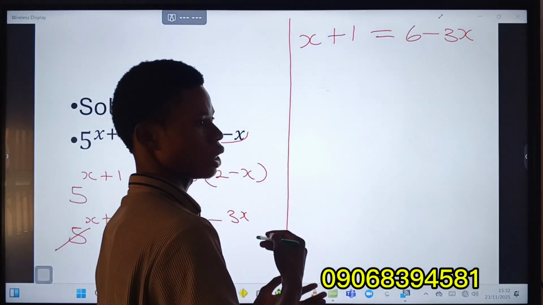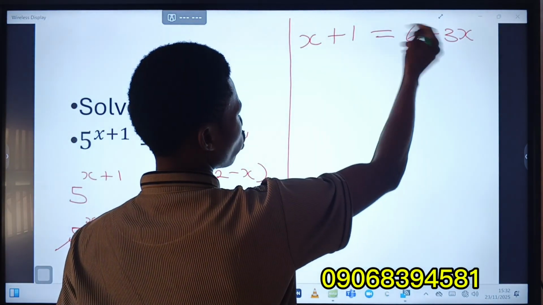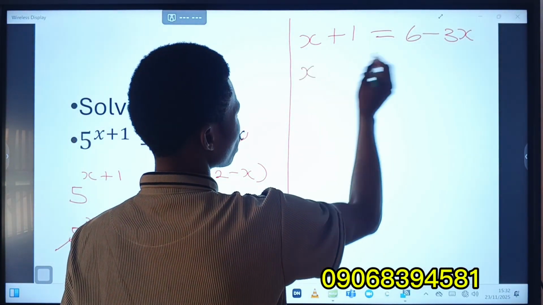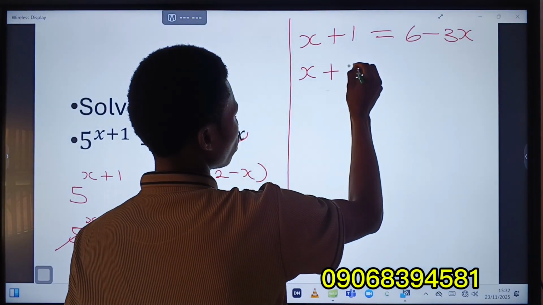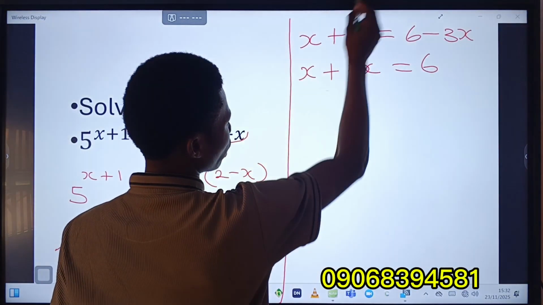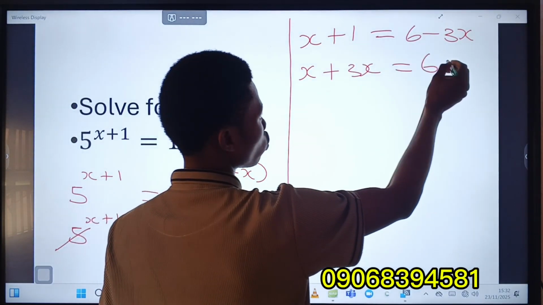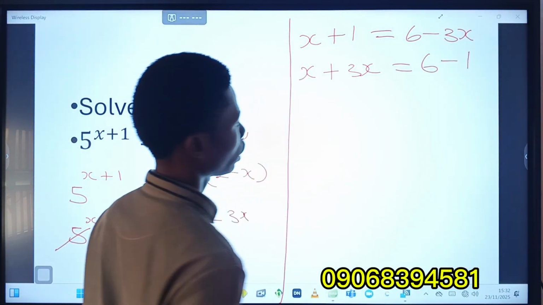Let x go to one side. The one without x go to one side. This one is with x, so let me bring it here. Minus will change to plus, right? So I'll be having x, this one is coming here, plus 3x equal to 6 was already there. This one is without x, so I take it over. But since it was plus, as it's crossing the equality sign, it changes to minus 1, right?